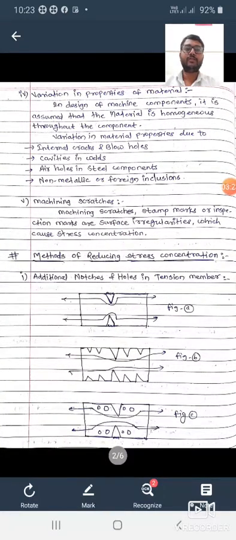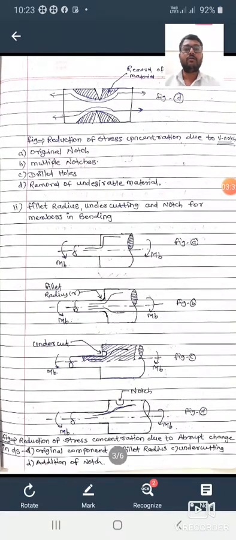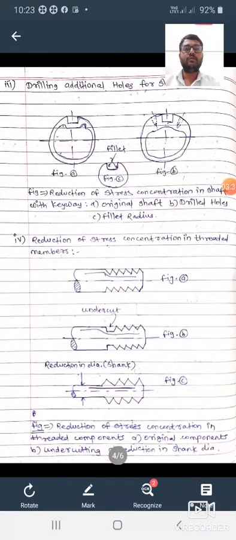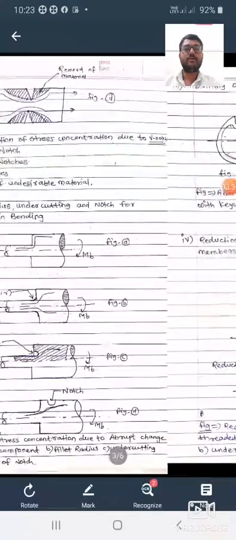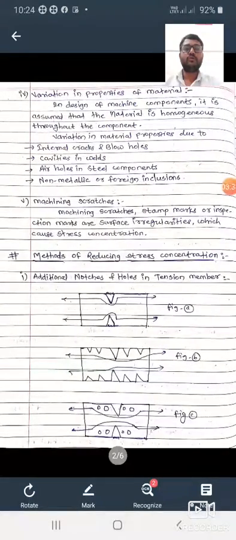Then next, students, the important parameter is methods of reducing stress concentration. There are 3 to 4 methods to reduce stress concentration. So we'll discuss them one by one. The first method is additional notches and holes in the tension member.